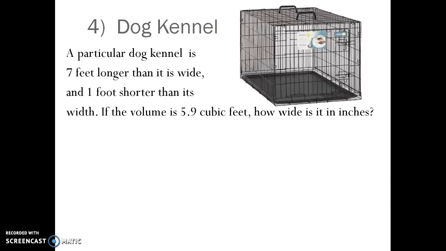Well, we know that the volume is equal to the length times the width times the height. And so we also know that the length is 7 feet longer than the width, so the length is going to be whatever W is plus 7. We have the width, which we're going to call W. We have the height, which is 1 foot shorter than its width, and so that means it's going to be W minus 1, and the volume is 5.9 cubic feet.